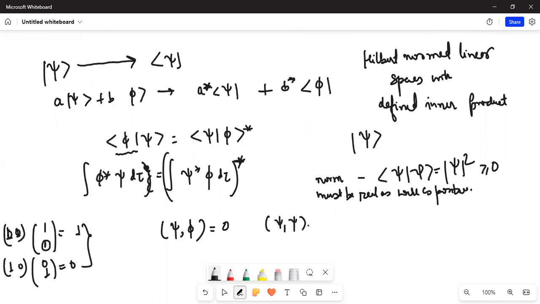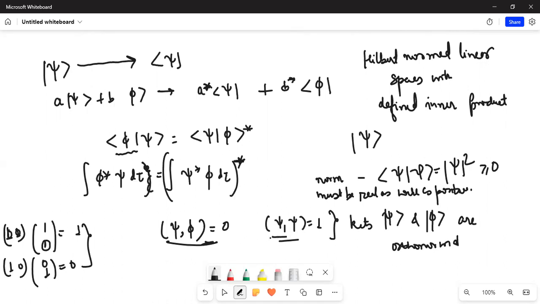And what would be the inner product of psi with respect to itself? It should be equal to 1. If this is the case, then we say that the kets psi and phi are orthonormal to each other. Here I would say orthogonal, but if there is normality, that is, if I try to find this thing and it comes out to be equal to 1, I say that my psi is normalized. So these are orthonormal to each other.